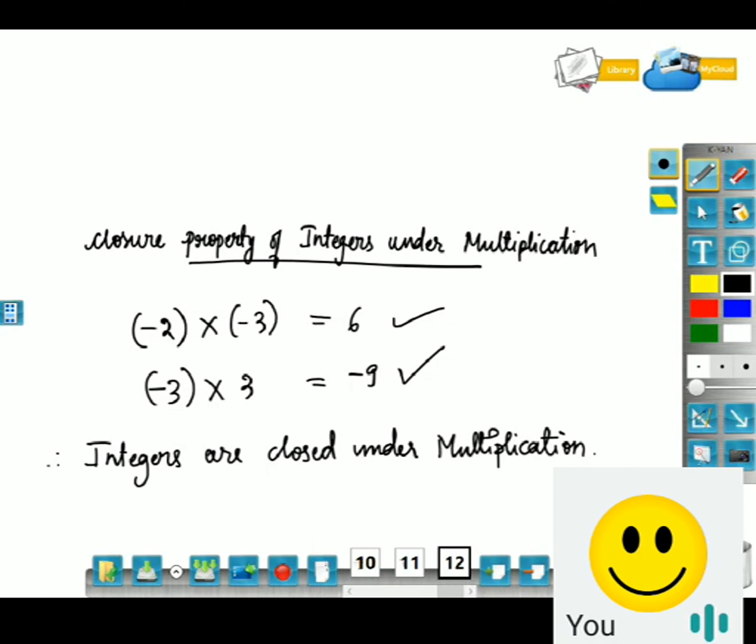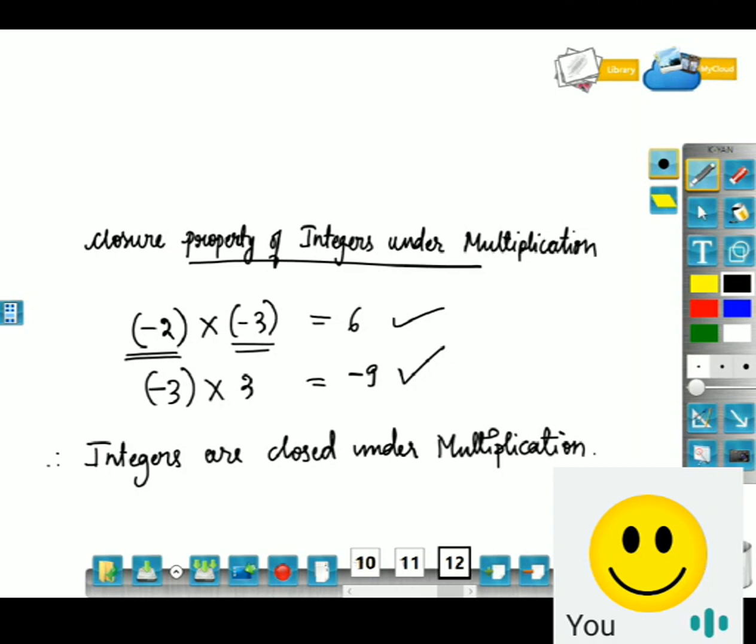So for closure property, what we have to do? We have to take any two integers. It can be any two integers. Then we have to multiply those integers. On multiplying, we'll get some answer. Here we multiplied -2 and -3, and on multiplying these we got 6. Now we have to check whether our answer is an integer or not. Does it belong to the same group or not? Obviously 6 belongs to the same group, that is integers. So that's why integers are closed under multiplication.